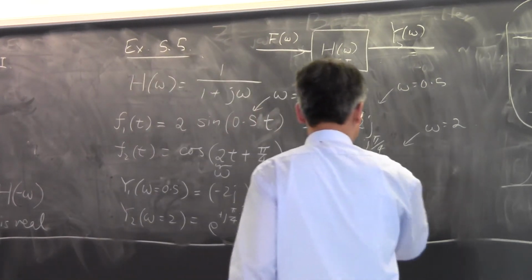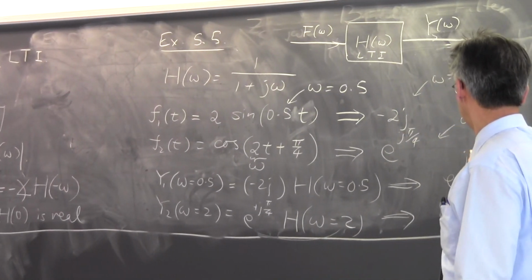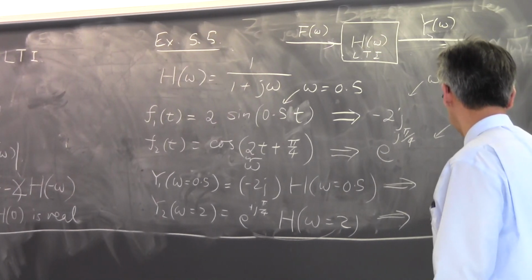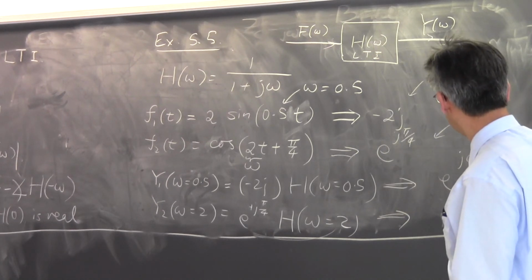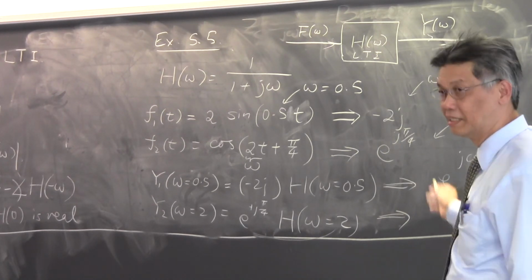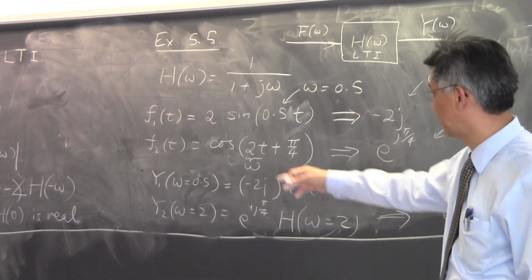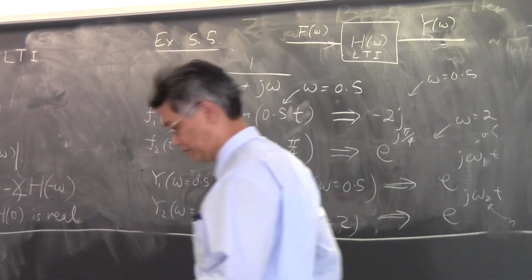You can plug in those values and get these two phasor outputs. What must I do to convert them back to the time domain? I multiply by e to the j omega 1 t for one case and e to the j omega 2 t for the other case, picking omega equal to 0.5 for the first and omega equal to 2 for the second. Then I take the real part, and I get back that signal in the time domain. Okay? So we stop here.